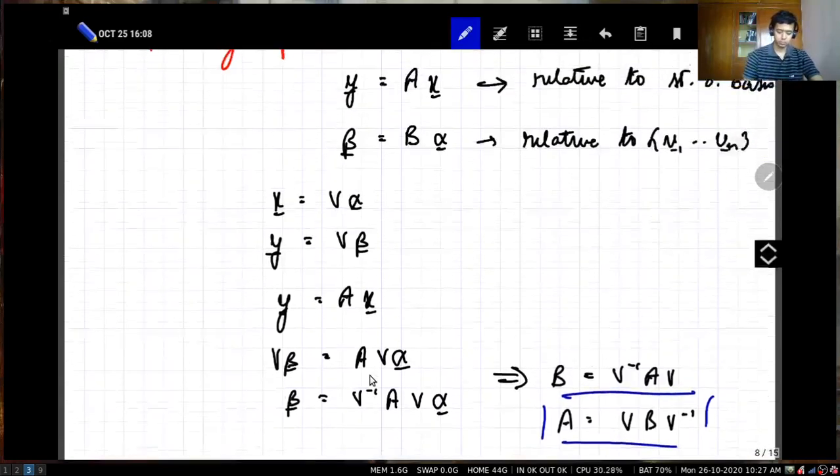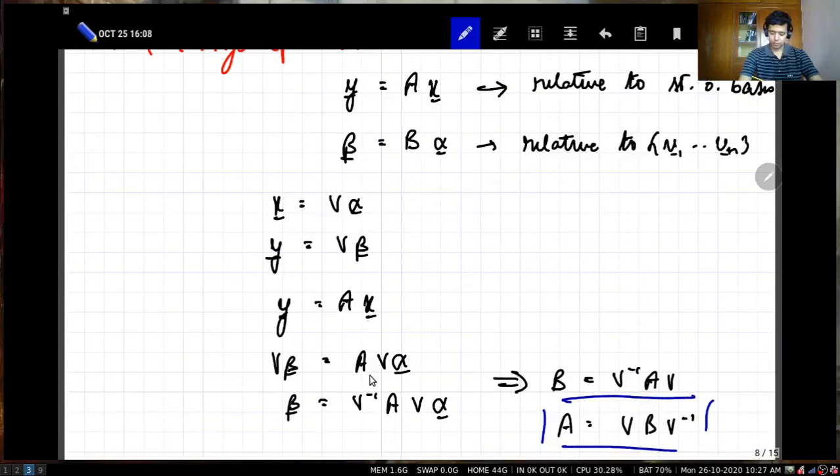So to recapitulate, suppose that we're given a matrix A which represents a linear transformation relative to the standard ordered basis. Then if we want to represent the same linear transformation relative to some other basis v1 through vn, then the matrix B is the same linear transformation relative to v1 through vn, and the relationship between A and B is A equal to V B V inverse, where the ith column of V is equal to the ith basis vector Vi.